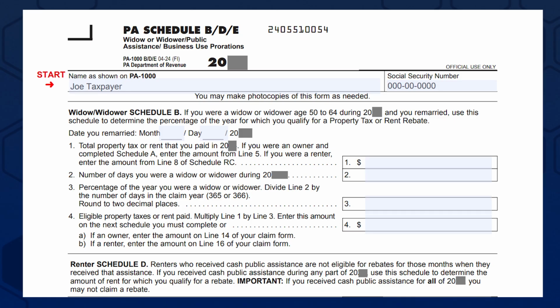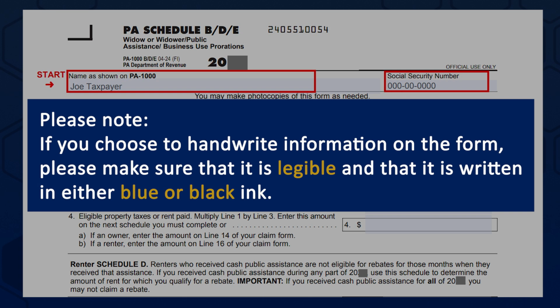We will begin by listing your name and Social Security number on the form. Please note, if you choose to handwrite the information on this form, please make sure that you legibly print and that you use either blue or black ink so that our machines can scan the form properly.